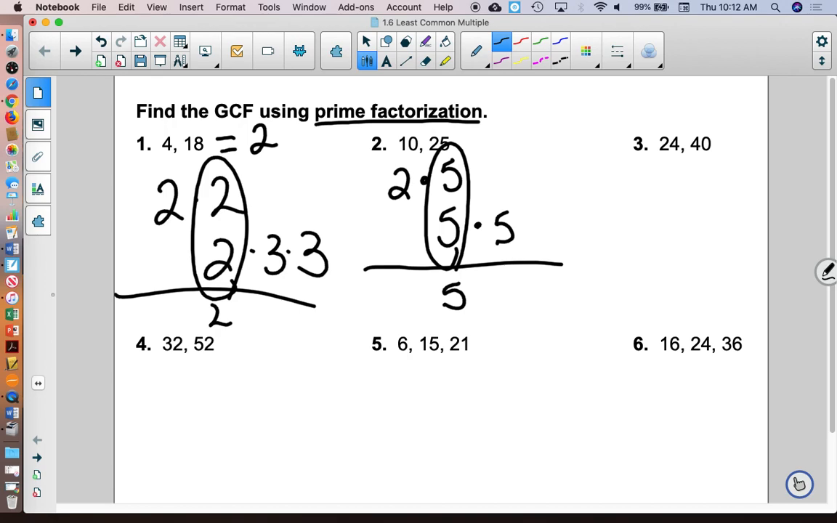Prime factorizations have to list only prime numbers that multiply together to get that number. So this is a list of factors, and yes, it can be used to find the GCF, but it's not prime factorization. You have to be able to write prime factorizations because we're going to use them today to find our least common multiple. So we're to the point now where we have to be able to do this, okay?